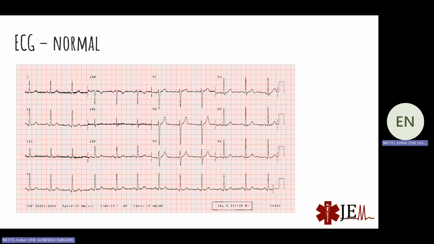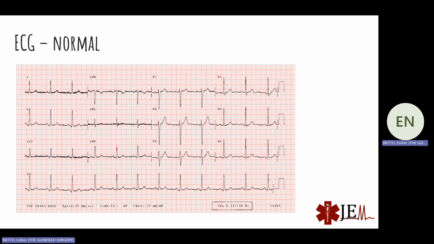And this is a normal ECG. So if we look at the bottom line, first of all, we can see we've got a P wave, we've got the QRS complex, and then we've got the T wave. And the ST segment looks fairly flat, pretty much in all of these. So we can say that this is a normal ECG.